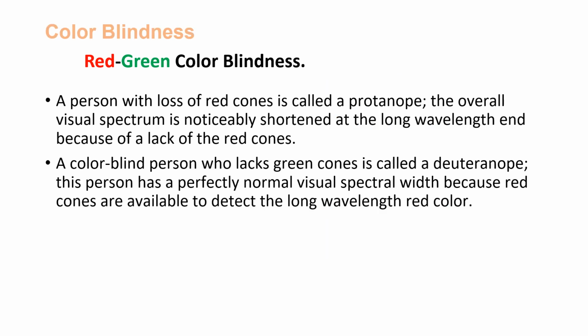A person with loss of red cones is called a protanope. The overall visual spectrum is noticeably shortened at the long wavelength end because of a lack of the red cones. A colorblind person who lacks green cones is called a deuteranope. This person has a perfectly normal visual spectral width because red cones are available to detect the long wavelength red color.